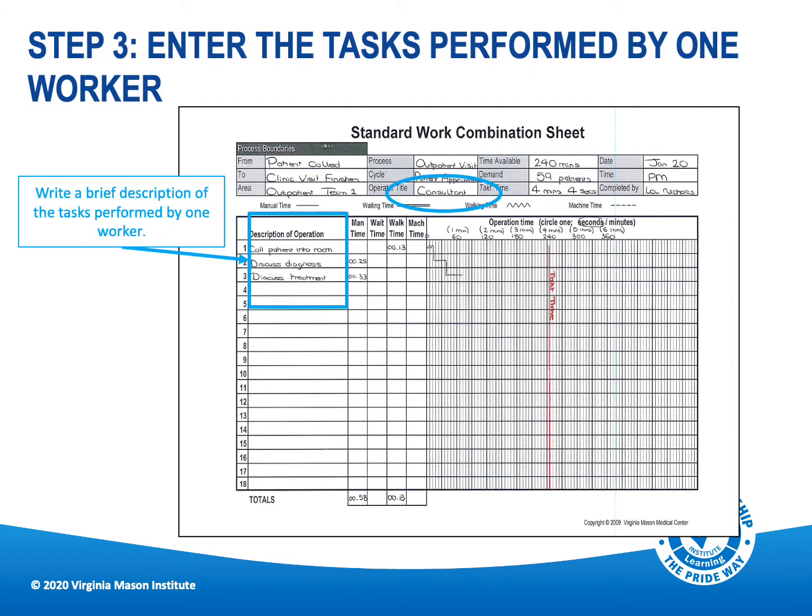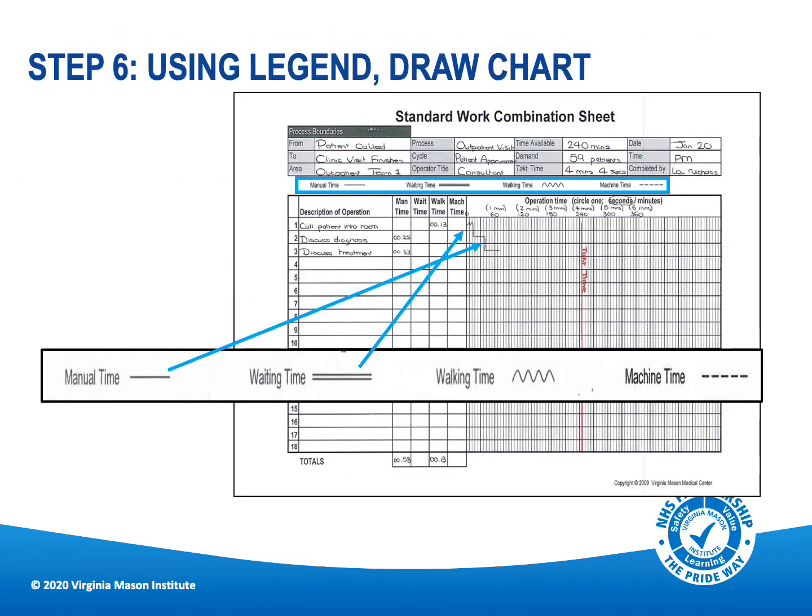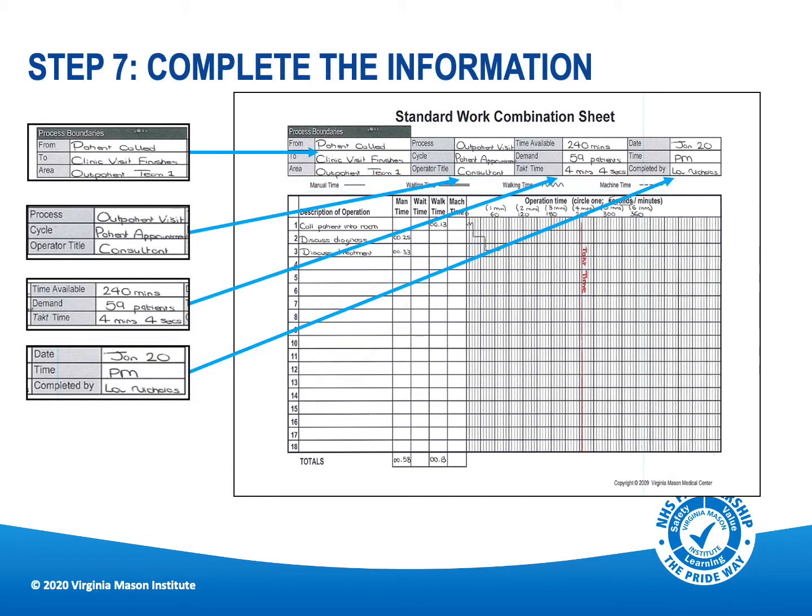Enter a brief description of each step, the timings, and draw the corresponding lines in the graph area as seen here. And don't forget to refer to this legend to determine which type of line to draw. And lastly, complete the information boxes like you did for your lead and cycle time observation forms.